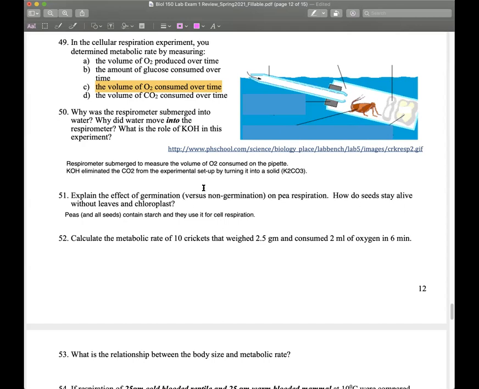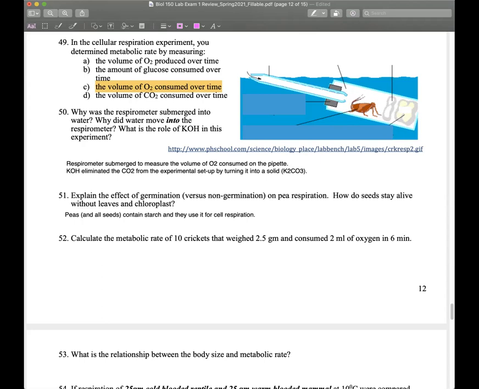So that's how seeds stay alive. Just out of curiosity, when you plant a seed and it doesn't grow, does that mean that it wasn't able to carry out cellular respiration, or is that like human error? It could be a lot of different things.